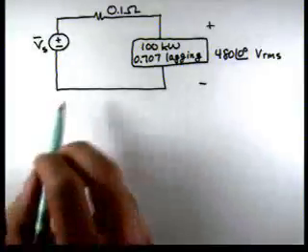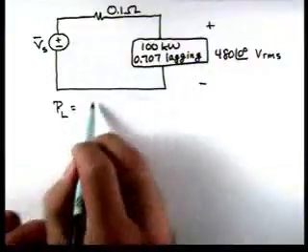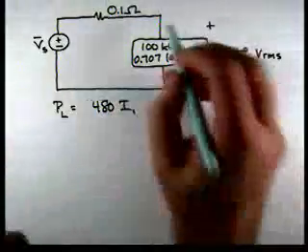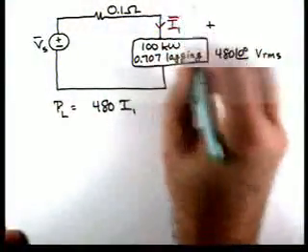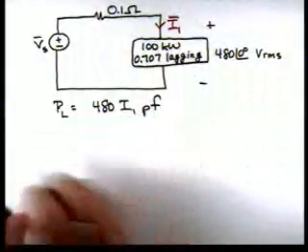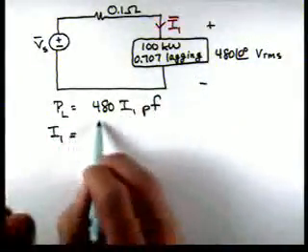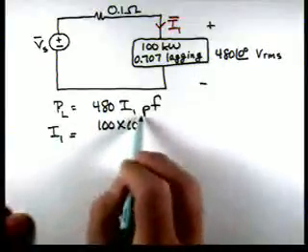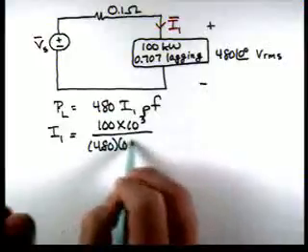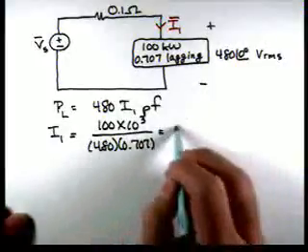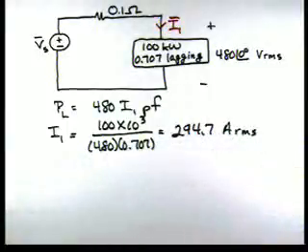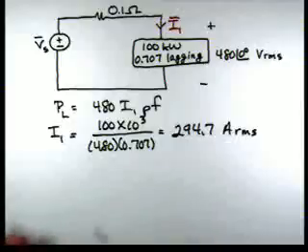Now, we have the power for the load. We know, for instance, that P sub L is 480 times I1, and let's define I1 on the circuit in this direction, times the power factor. So now we can solve for I1. The PL is 100 kilowatts divided by 480 times 0.707. That's 294.7 amps RMS.